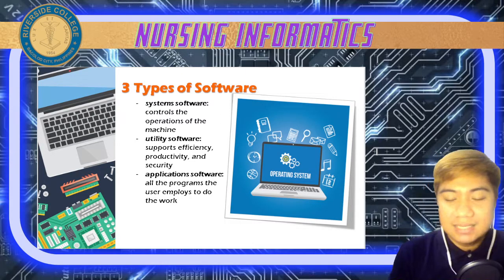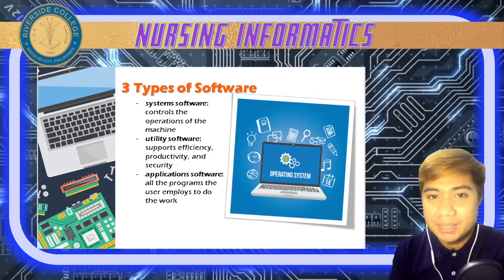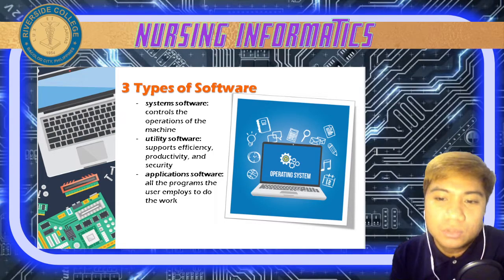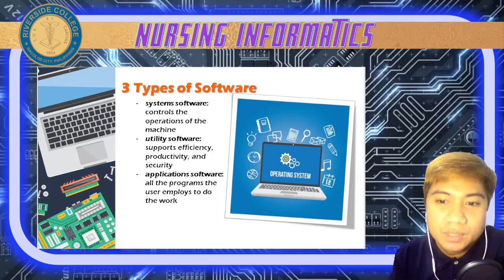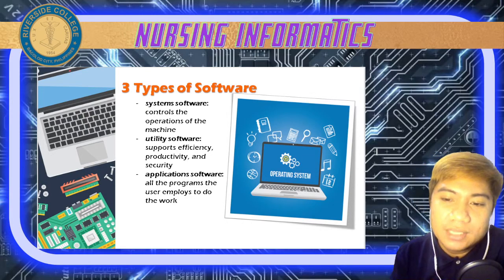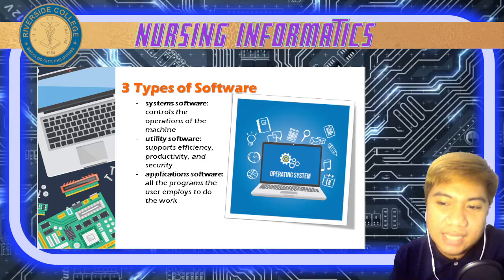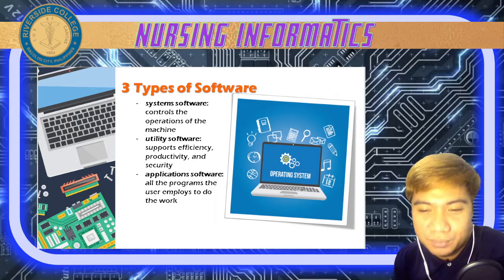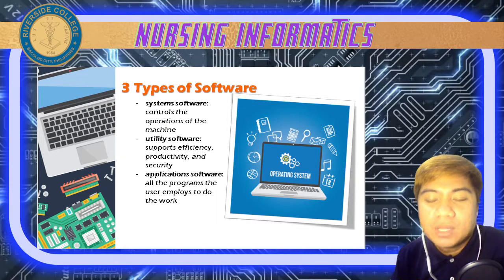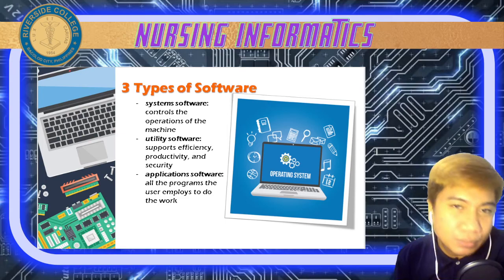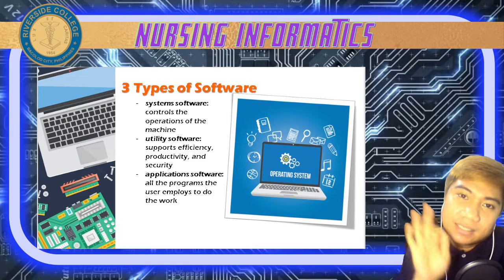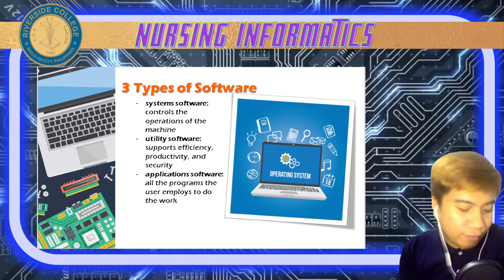Now, let's have the three types of software. We have three types of software. First is your system software that controls the operations of the machine, mostly built in. Next we have your utility software that supports the efficiency, productivity, and security of our computer. And lastly, we have the apps or application software, wherein all the programs the user employs to do work. Okay, so let's discuss these three different types of software.